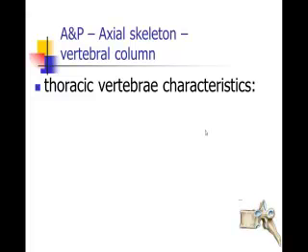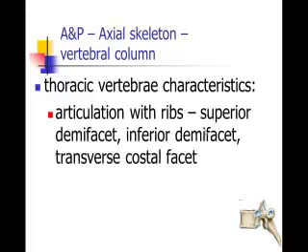Thoracic vertebrae have some characteristics, so we'll go through those as well. The thoracic vertebrae have articulations with the ribs. There's going to be a superior demifacet, that would be right here. There's going to be an inferior demifacet, that would be right here. And a transverse costal facet, that would be right here. So if this were thoracic 5, the rib 5 would articulate with a superior demifacet and a transverse costal facet of 5. And the head would also articulate with an inferior demifacet of thoracic 4.